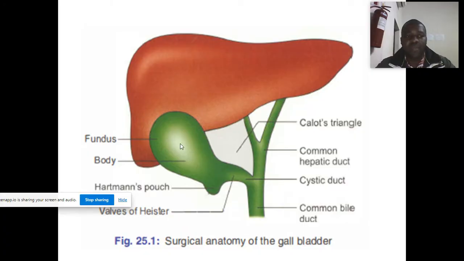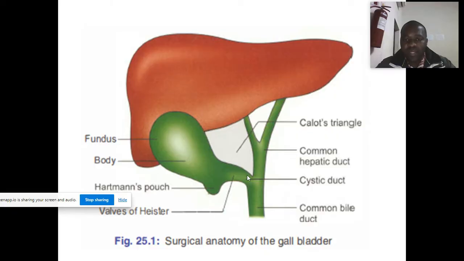Okay, so the fundus, this is the dilated portion of the gallbladder. And then the body is more like the central region. And then there's a neck region here. All these structures, the Hartmann's pouch, the valves of Heister, they belong to the neck region. So usually the neck region is the one which is associated with the stones, the gallstones. And again, gallstone is a topic on its own.